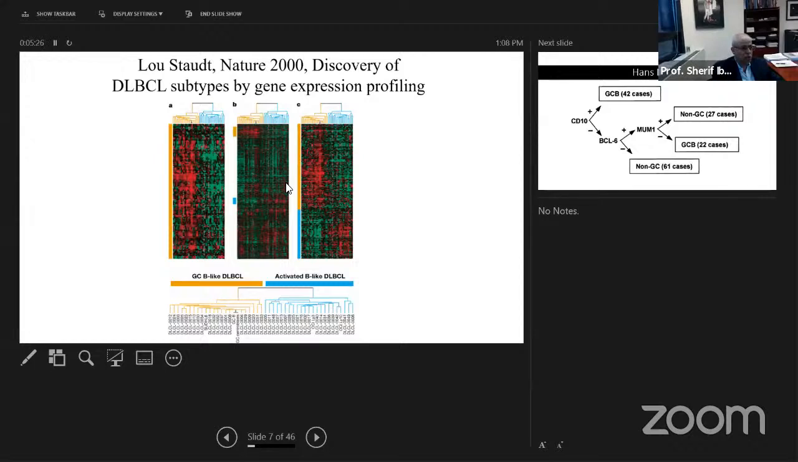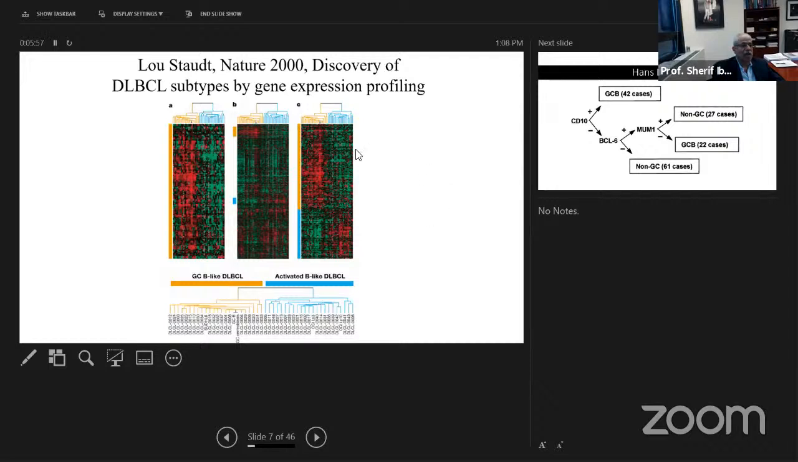That study was published in Nature, funded by the NIH. They looked at tons of cases and actually examined 350,000 genes using gene expression profiling. And that gene expression profiling was able to divide cases, to simplify it, into two subtypes. Half the cases have a gene expression profile that looks like the germinal center of the lymph node, and we call those germinal center-like diffuse large B-cell lymphoma.